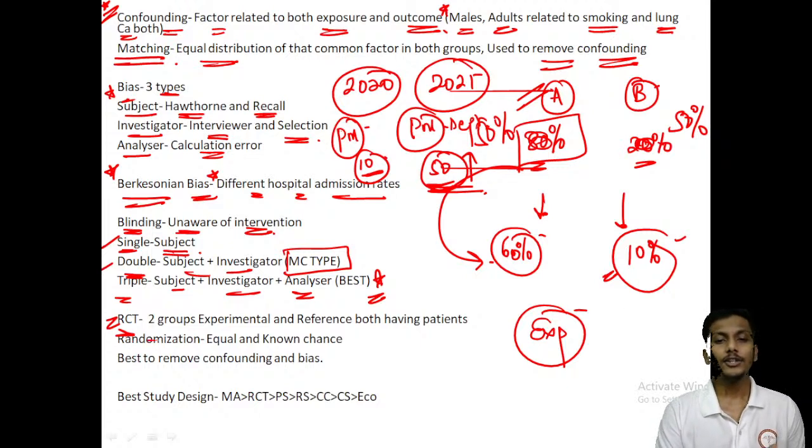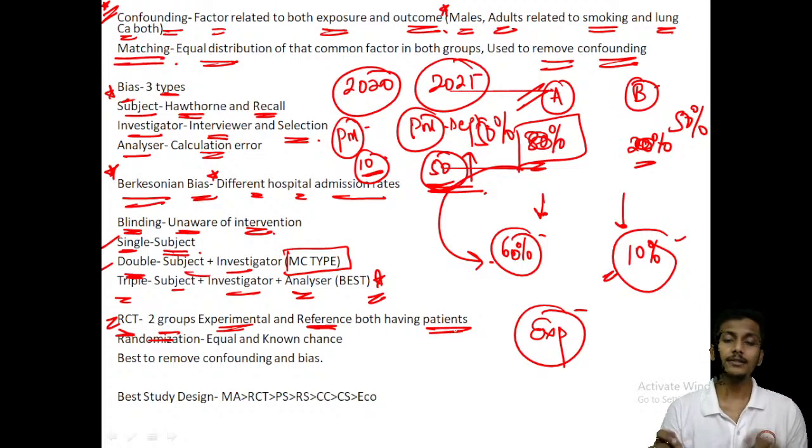In this there are 2 groups. One is the experimental group on which the experiment would be performed, and second is your reference group. Both of these groups have patients or diagnosed cases in them. So the unit of study in RCT would be patients. Yaad rakhna, the unit of study in randomized control trial would be patients.